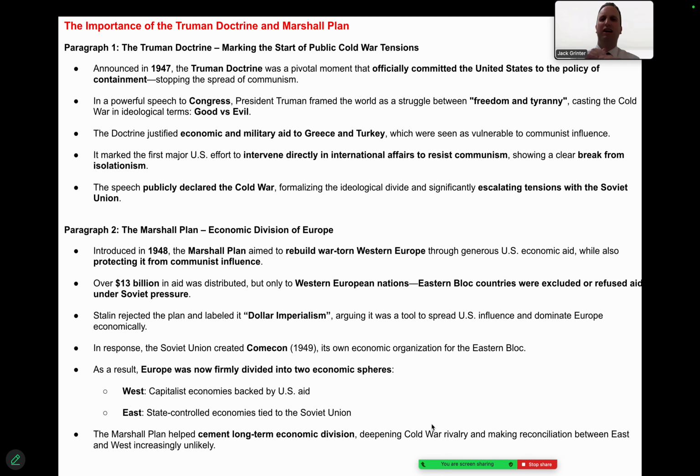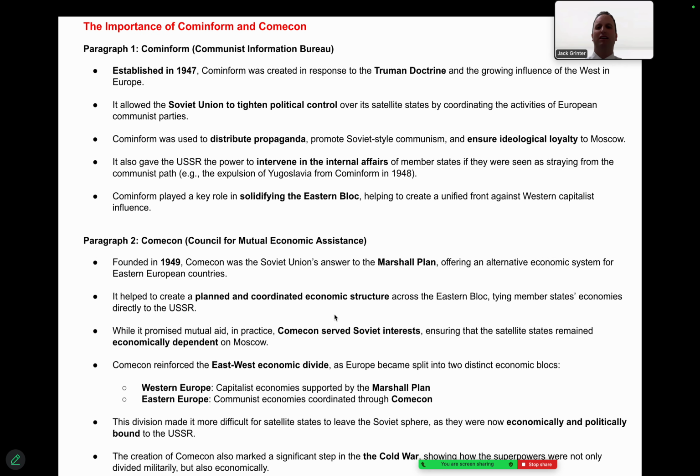So what I've got here is that the first paragraph is reasons why the Truman Doctrine is important, and the second paragraph is reasons why the Marshall Plan is important. I think I've pretty much mentioned a lot of those, but the bottom sentence there I'll quickly go over: it cemented long-term economic division. It meant that East and West coming together in the future was going to be more unlikely.